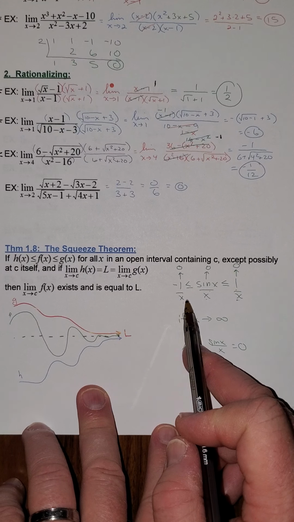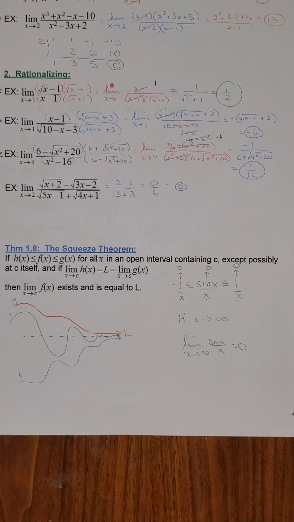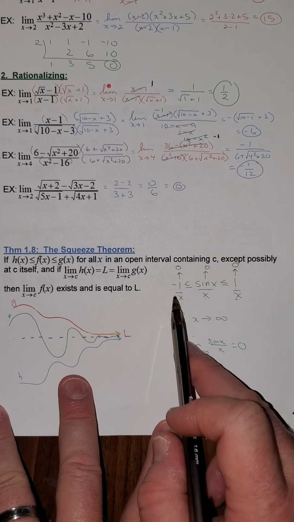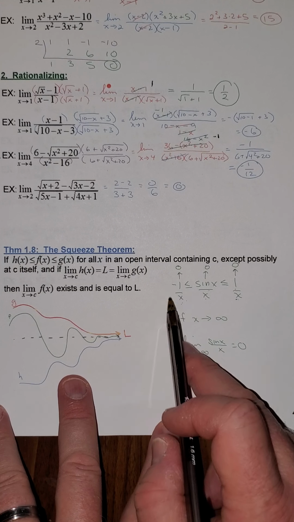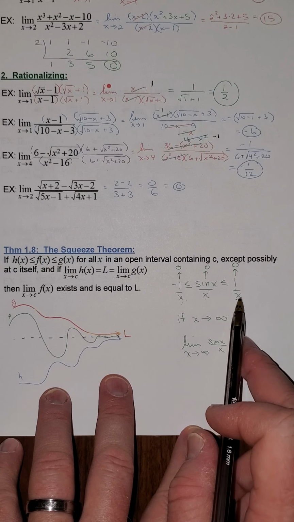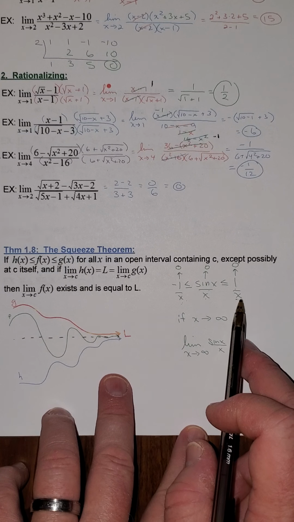Negative 1 over x. If you let x approach infinity, what is negative 1 over infinity? It's hard to think about, isn't it? But negative 1 over 10 is negative 0.1. Negative 1 over 100 is negative 0.01. Negative 1 over 1,000 is negative 0.001. The bigger I make the bottom of a fraction, the smaller the fraction gets. So if I let the bottom approach infinity, this fraction is going to approach 0. This fraction, 1 over infinity, if I let that bottom get bigger and bigger, that whole fraction gets smaller and smaller, and it approaches 0.